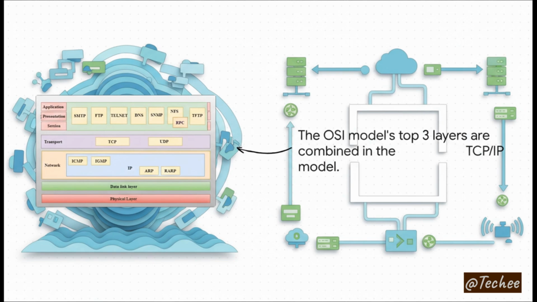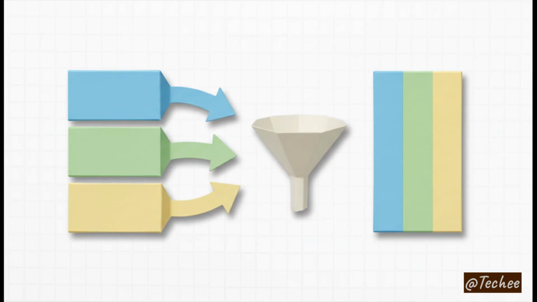And you might notice something's a little different. A couple of layers seem to be missing. And that's because the TCP/IP model is a bit more practical. It takes the jobs of the top 3 OSI layers, that's application, presentation, and session, and just combines them all into one big application layer.